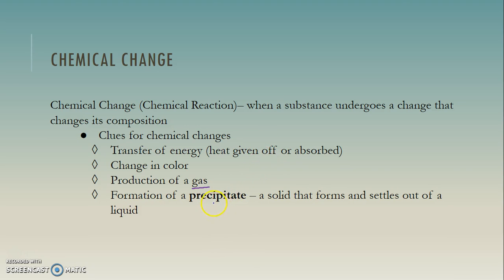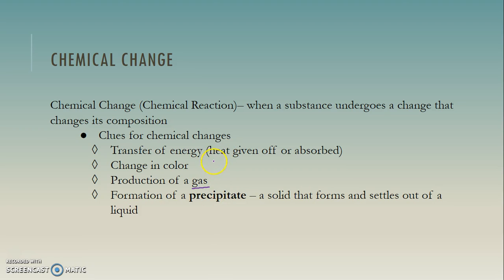And this one's kind of a weird one. It's formation of a precipitate. If you mix two liquids together and a solid comes out, it looks kind of like magic. That's a pretty good sign too that a chemical change was taking place. You made a new substance. You made the precipitate. So you need to know these particular changes.